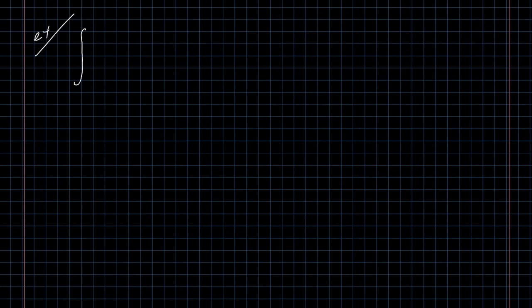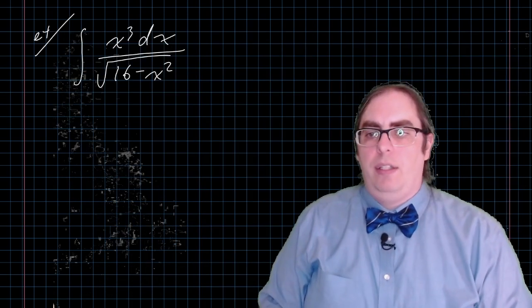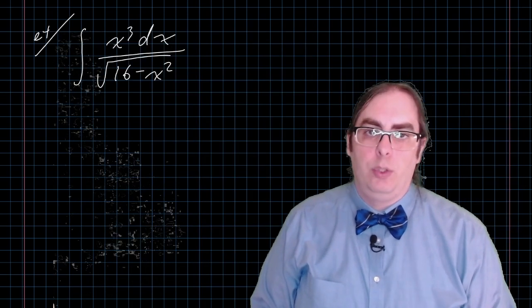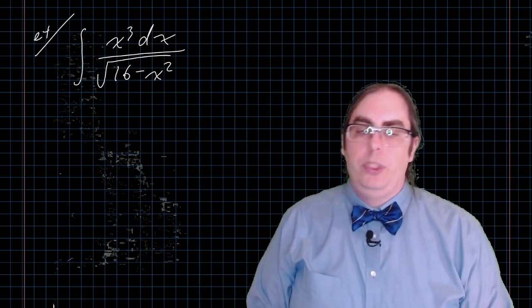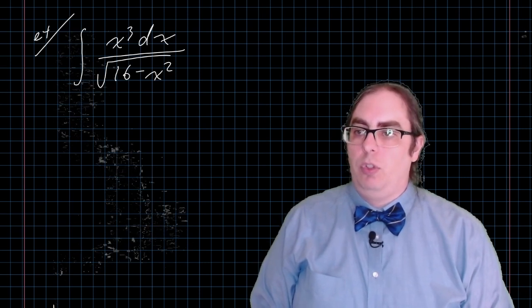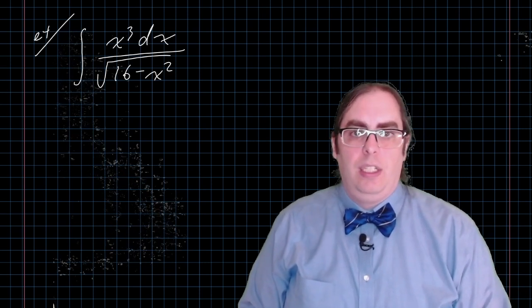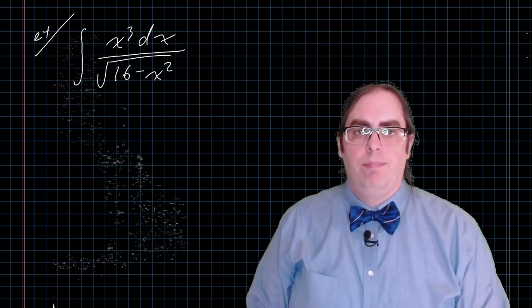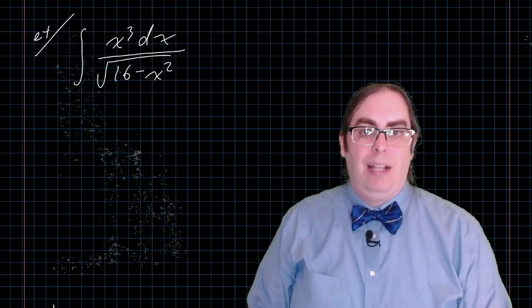Let's wrap up with one for you to try on your own. How about the integral of x cubed dx over the square root of 16 minus x squared? Right, take a couple of minutes, see if you can figure out how to approach that one. Which trig substitution is going to be most useful? Is it obvious that it needs a trig substitution? And I'll see you in the next video.